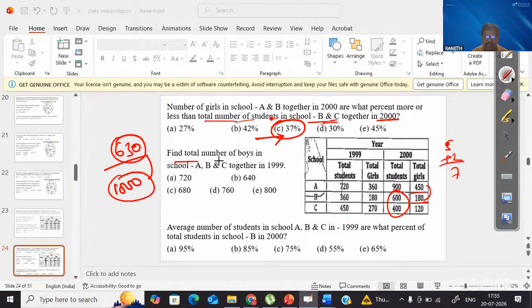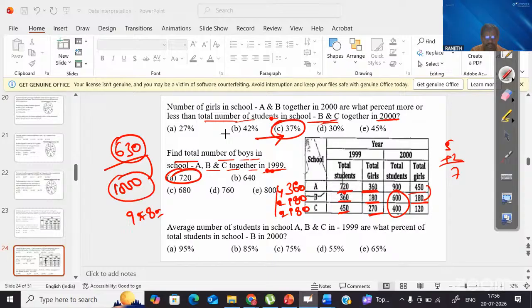Next, find the total number of boys in school ABC together in 1999. Already here we are having 720. Girls will be equal to 360, boys equal to 360. So 360, 180. Difference equal to 180. So 450, 270. Difference equal to 180. So all are multiples of the 9 table. Total will be equal to 8, 9 eights are 72. So total number of boys in the school will be equal to 720, which will be our answer.